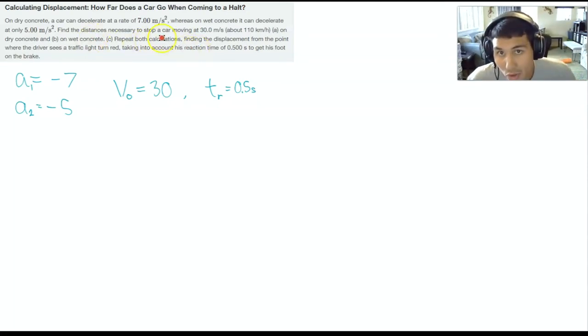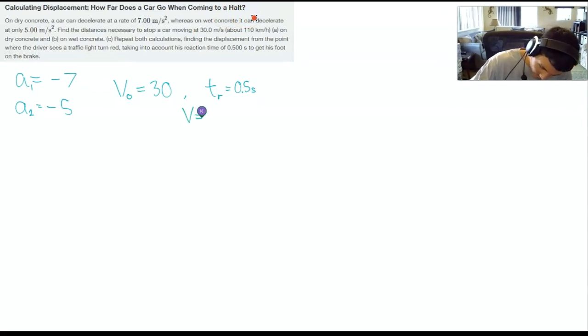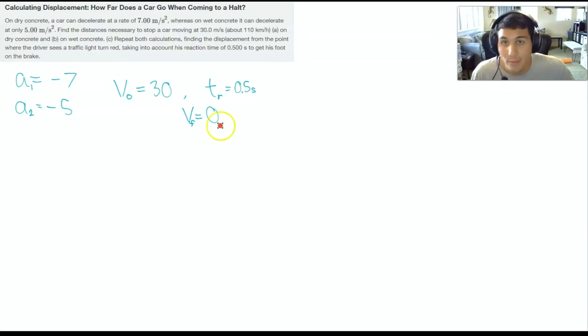But we should make the assumption that, let's see, read the question. How far does the car go when coming to a halt? What does a halt mean? Halt means he stops. So it means that v final, whatever our final velocity is for both of these, is 0. He stops at the end, right? So let's think about what's the first thing we want to find: the distance necessary to stop the car.